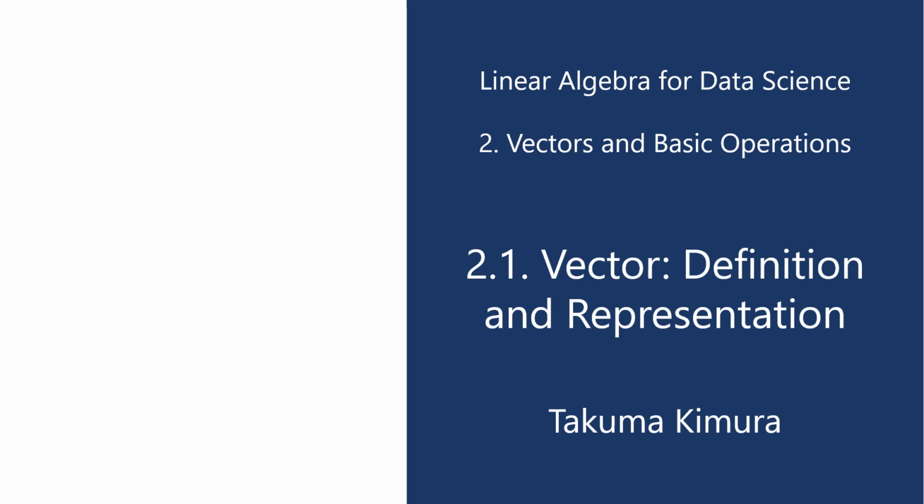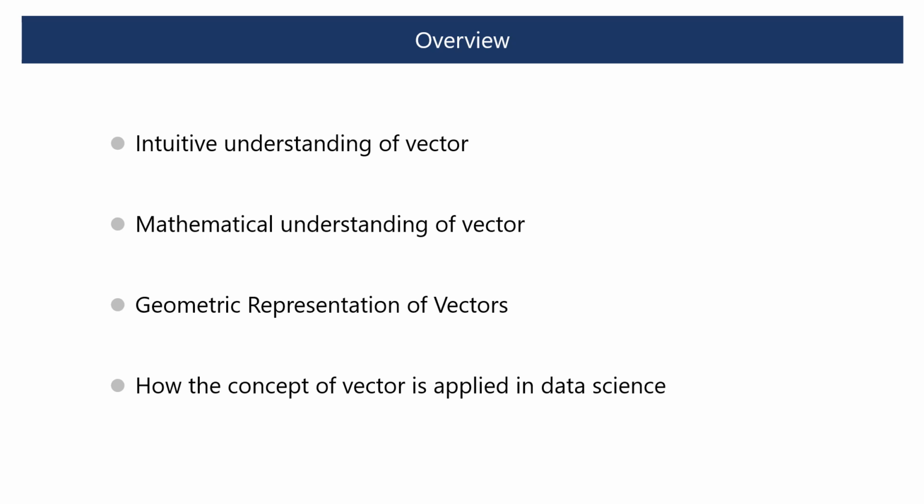Section 1, Definition and Representation of Vectors. This section covers vectors, a building block of linear algebra and a foundational concept for data science. In this section, first, I will provide an explanation to understand vectors intuitively. Second, I will explain vectors mathematically. Third, I will provide the geometric meaning of vectors. Finally, I will explain how vectors are applied in data science.